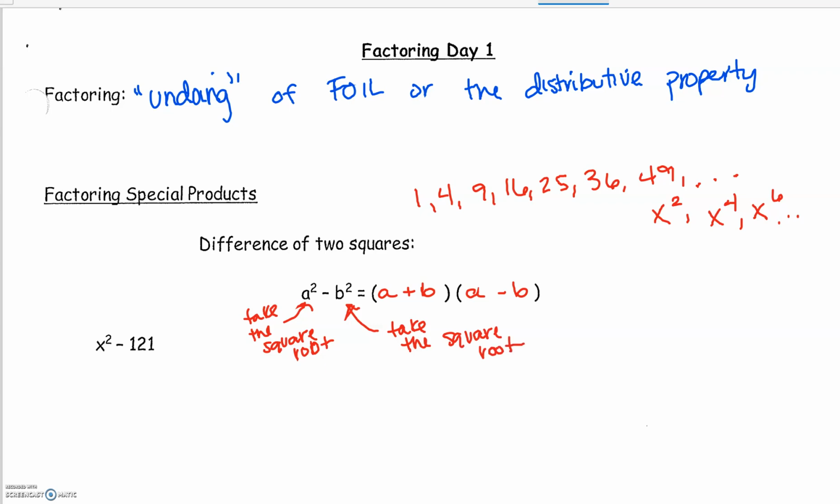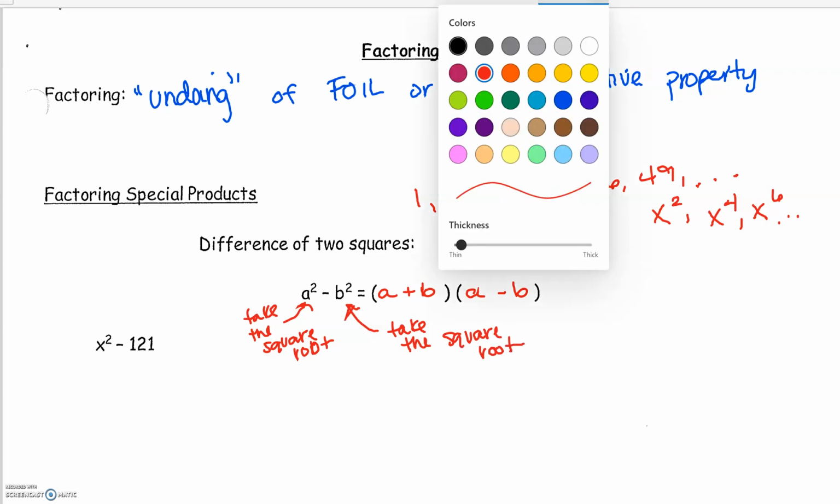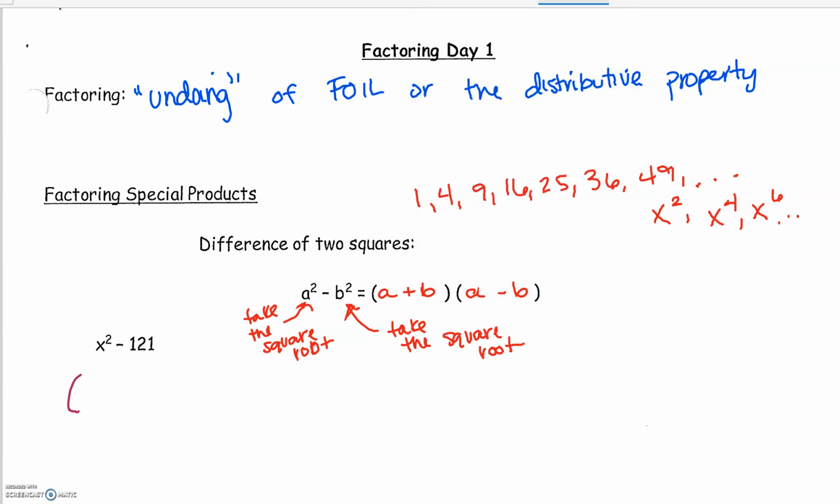So let's take a look at this one. And we have one with a plus and one with a minus, right? Because they're canceling out that middle term when we have a plus and a minus. So we're going to have a plus and a minus. We're going to do the square root. And so it's x and x. And the square root of 121 is 11. So it's x plus 11 and x minus 11.